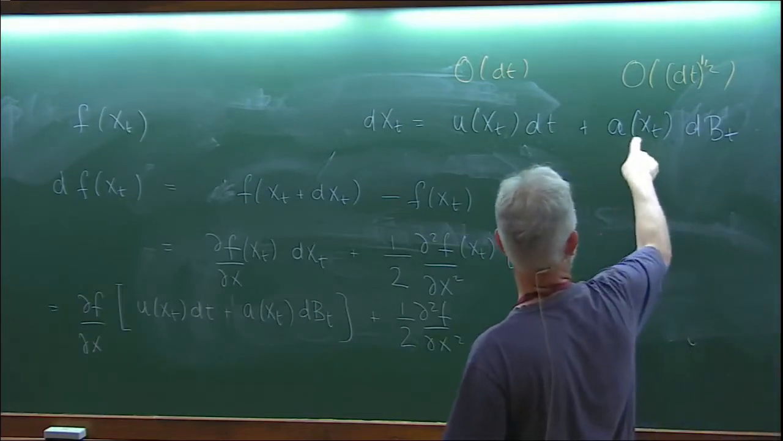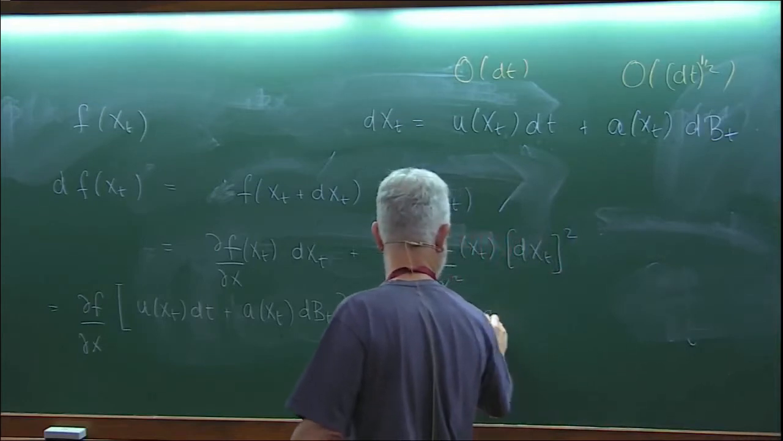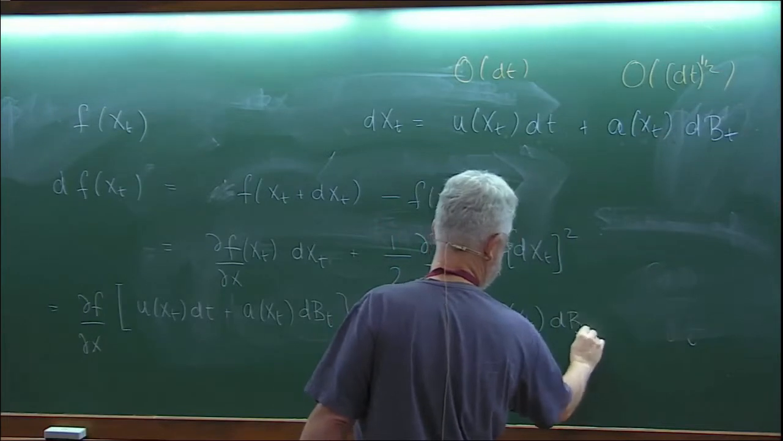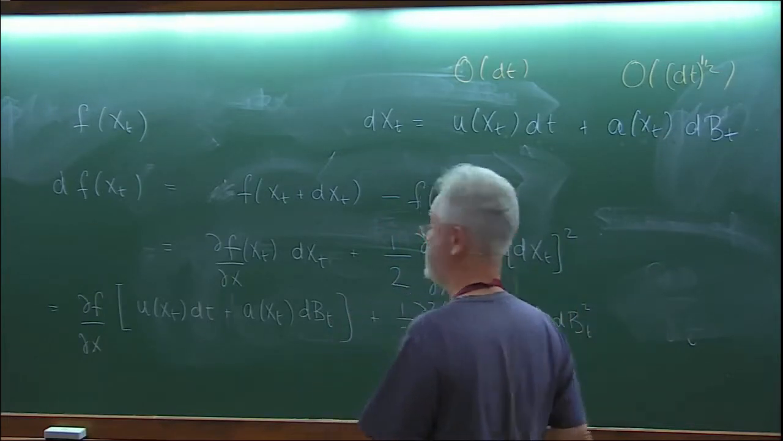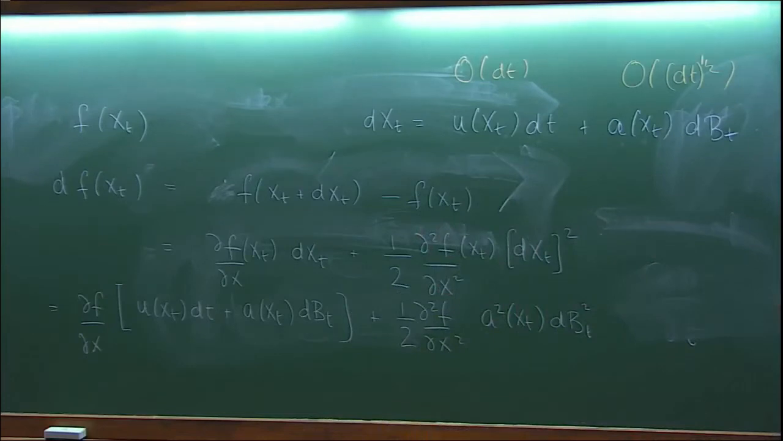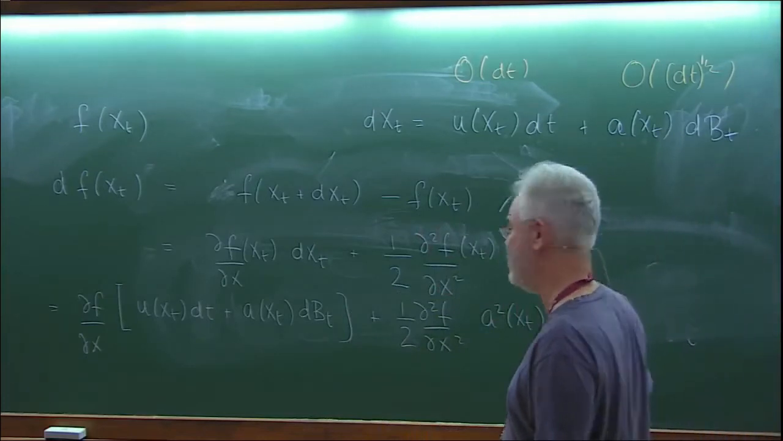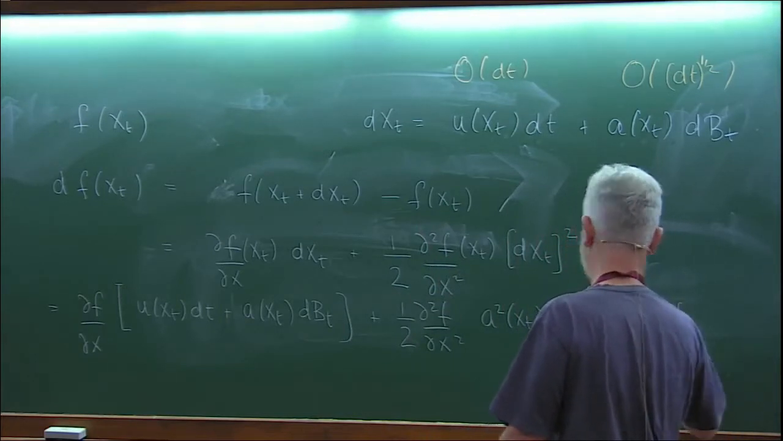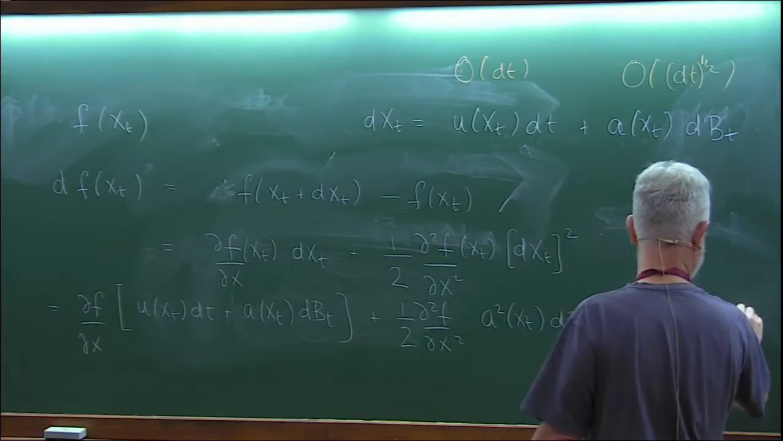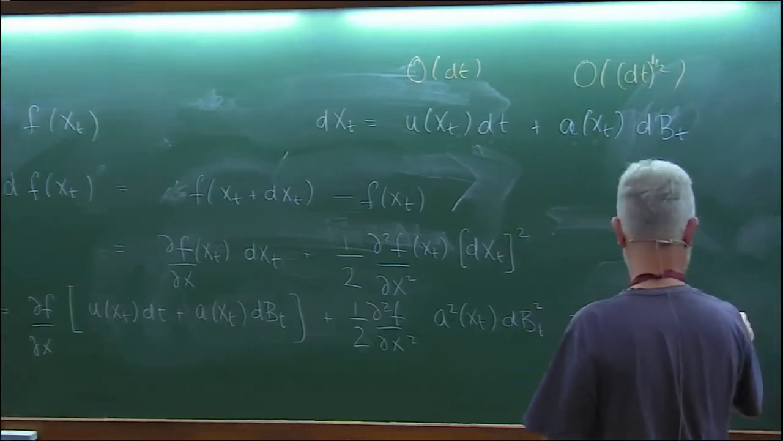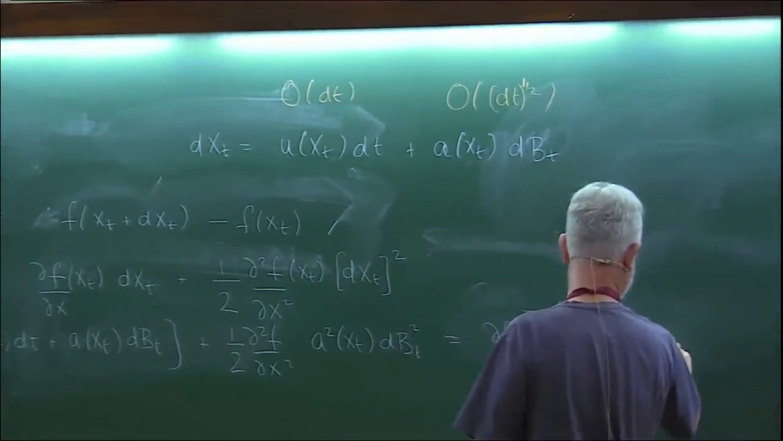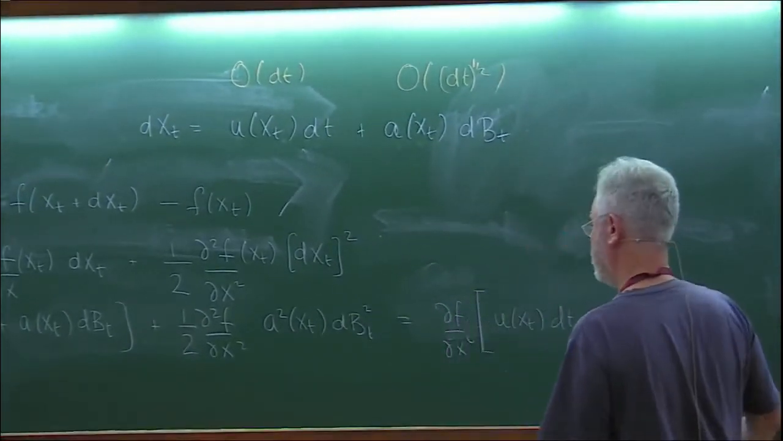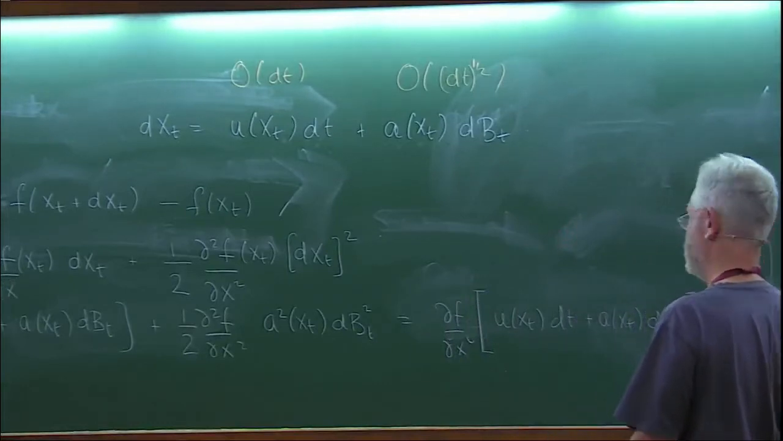But I actually have this last term. This last term is the most important term. And this is a squared of x of t times dB_t squared, which is of order dt. But now the important thing is we know that this is equal to dt with probability 1. So this is basically equal to df by dx times u of x of t dt. And so this last term is the Ito term.